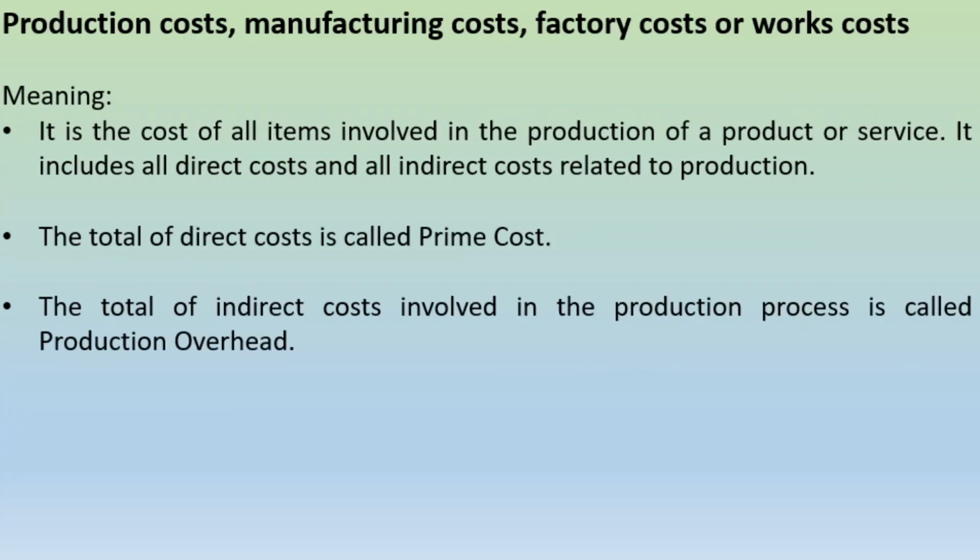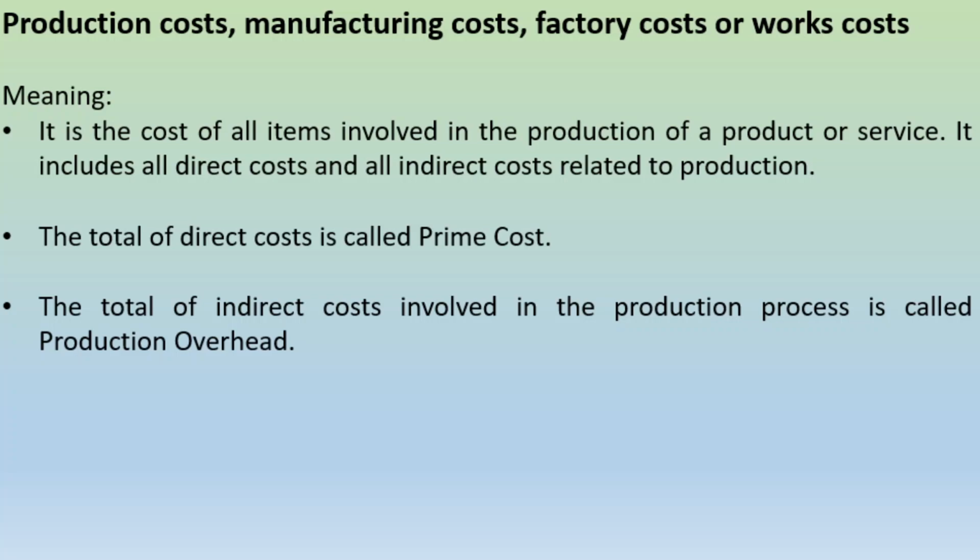What are production costs? They are the costs of all items involved in the production of a product or service. It includes all direct costs and all indirect costs related to production. The total of direct costs is called prime cost, that is, total of direct materials, direct labor, and direct expenses. The total of indirect costs involved in the production process is called production overhead. Production overhead is also termed as factory overhead or manufacturing overhead.